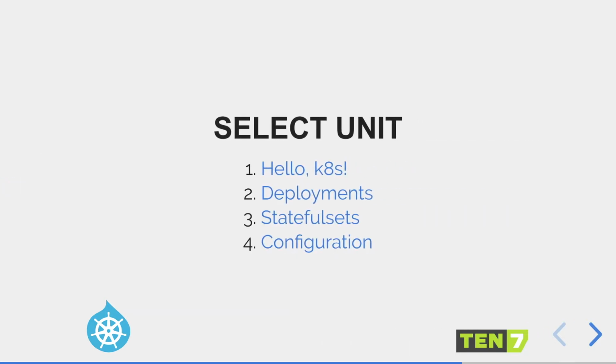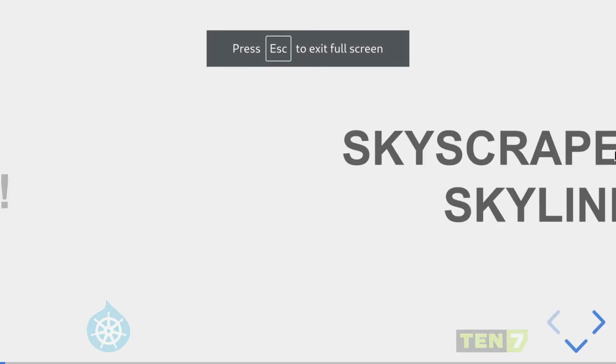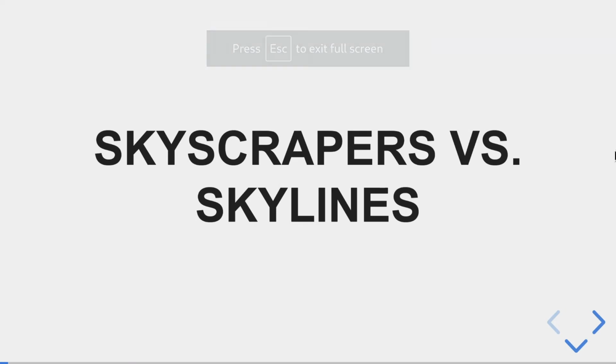All right, after that, there are a number of different units, and we're going to go through them one at a time. The first one we're going to go to is Hello K8s. So let's talk about skyscrapers versus skylines. That sounds a little bit strange, but you'll get what I'm talking about pretty soon here.